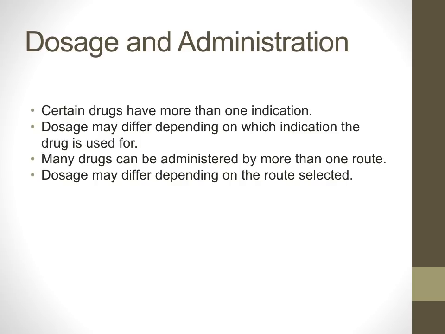For example, opioid medications. Morphine. Morphine can be given orally or it can be given parenterally. Well, the parenteral dosage for morphine can be 1 to 2 milligrams. Well, the oral dosage is 2 to 4 milligrams.